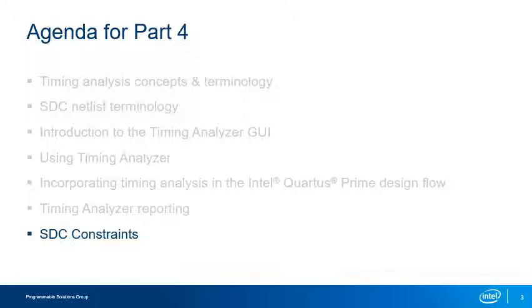Here is the agenda for this course. In previous parts, we looked at basic timing analysis concepts and the terminology used in Timing Analyzer. This included a discussion of the terminology used to select nodes from the SDC netlist for targeting timing constraints. You were then introduced to the Timing Analyzer GUI, its general use, and how to incorporate the tool into the Intel Quartus Prime design flow. The third part ended with a look at Timing Analyzer's extensive reporting features. In this final part, we'll discuss the SDC constraints required to fully constrain a design, as well as a number of optional constraints.